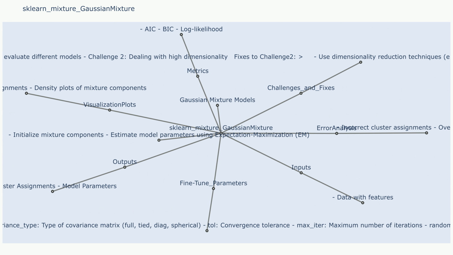Challenge 3: dealing with outliers. Sample use case: outliers can significantly influence the parameter estimates of the Gaussian components, leading to a poor model fit. Fixes to challenge 3: use robust estimators for the mean and covariance of the Gaussian components. Remove outliers from the data before fitting the model.